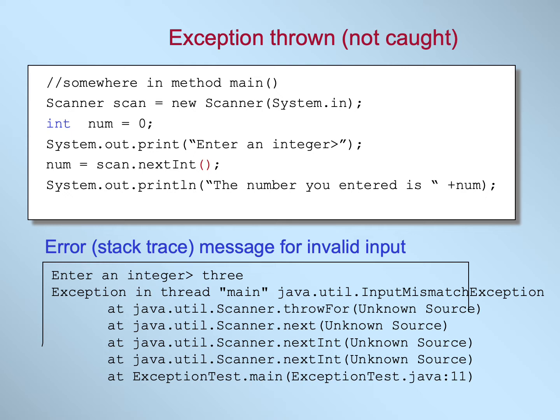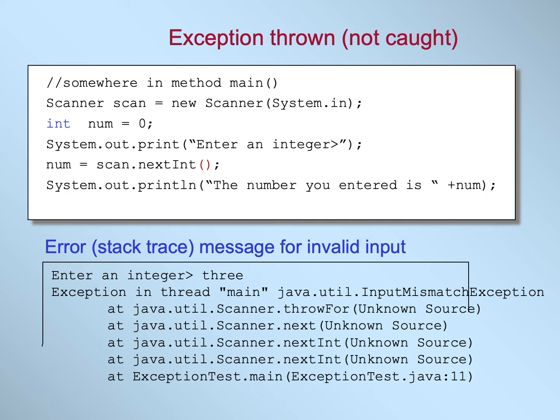Consider this example. Assume that the code can compile just fine. In here we have our scanner. We have scanner scan equal to new scanner system.in, and then it asks the user to enter an integer. It takes in the input, and then it will print out the number you entered is whatever number that you have entered.